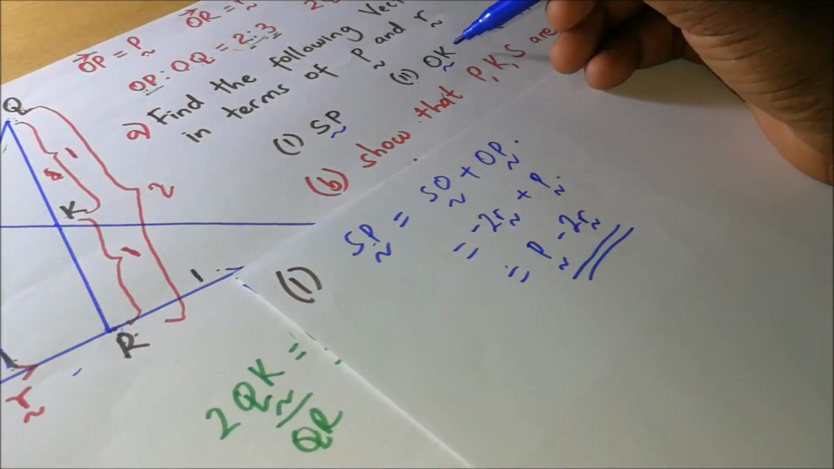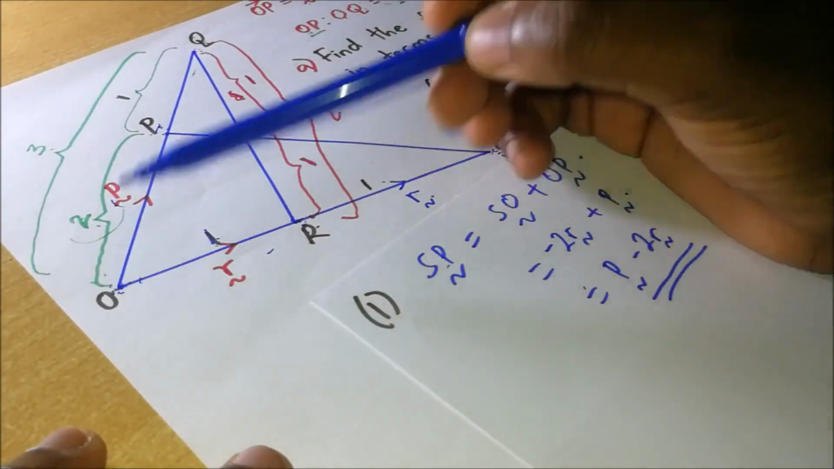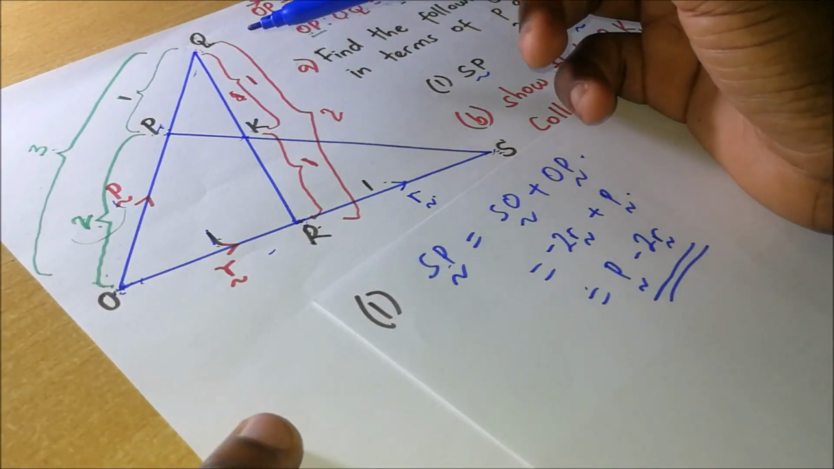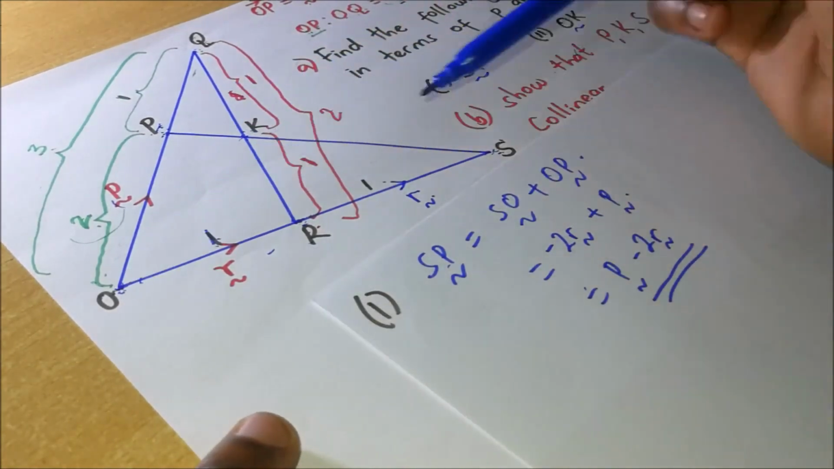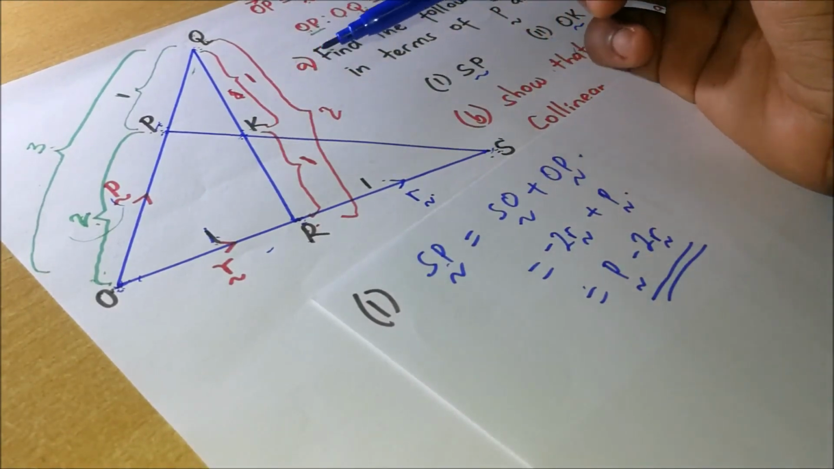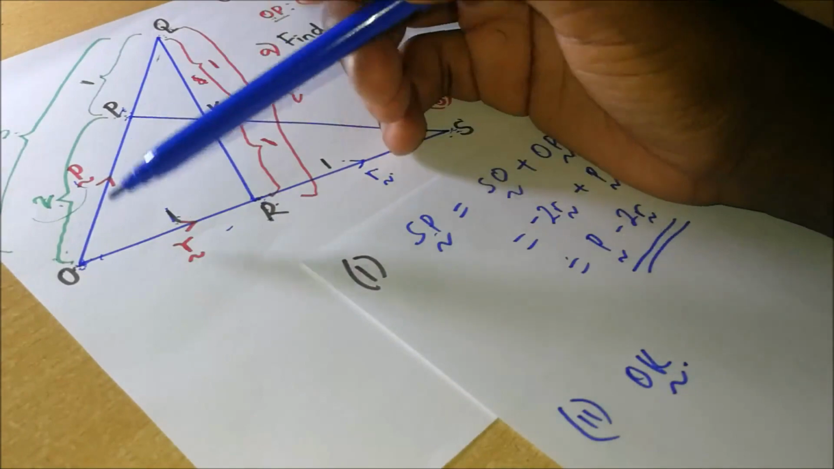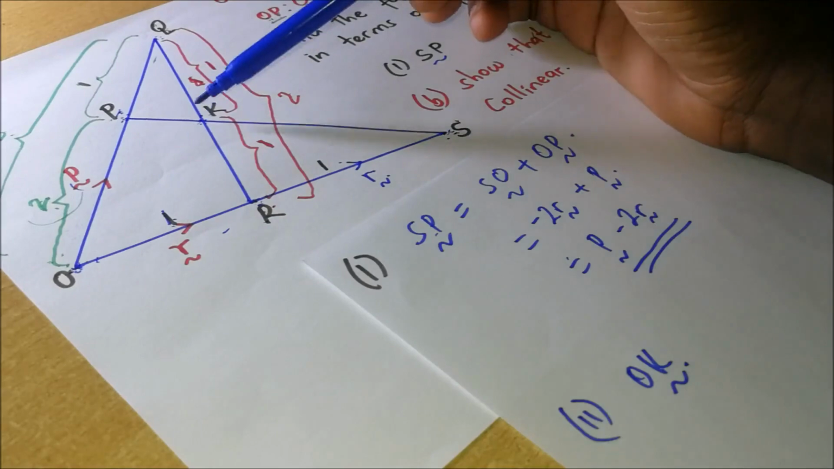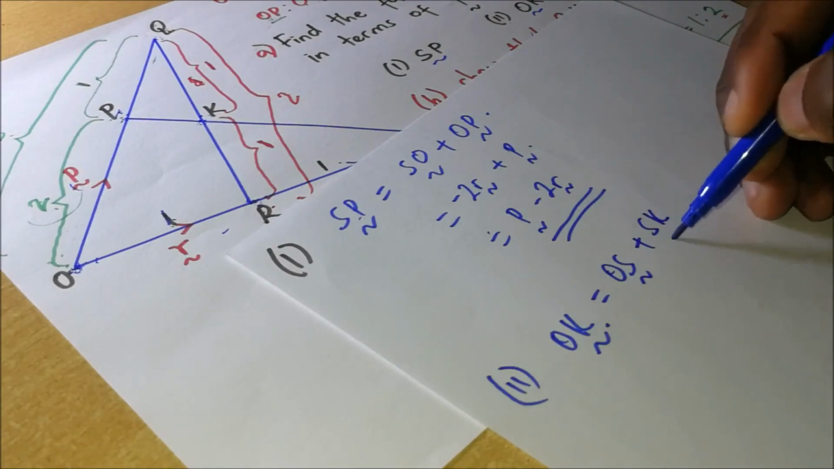Let's go to vector OK. To find vector OK, our O is here and our K is right there, and we need to get to there. Either I can move from OP plus PK, or I can move from OS to SK. Either way, I get to the destination that I want. So for me to move from O to K, let me use this route. I'll move from OS plus SK. So OK is OS plus SK.